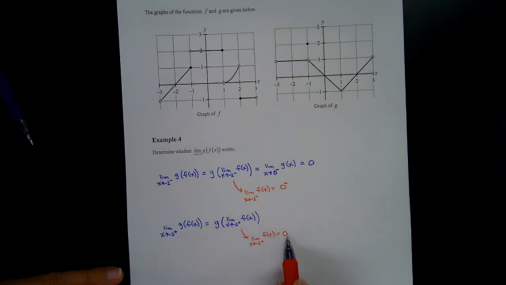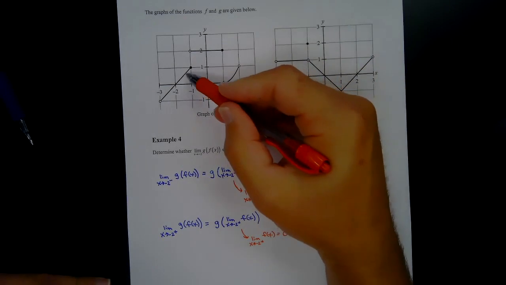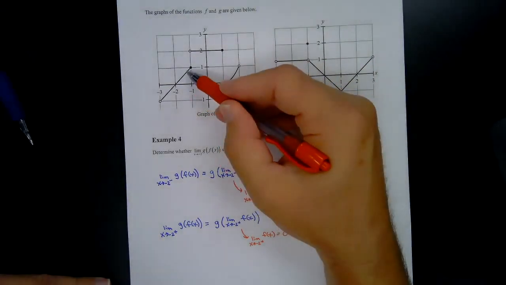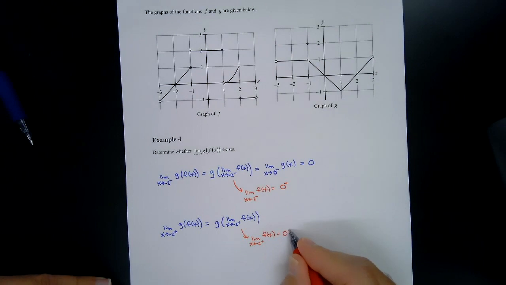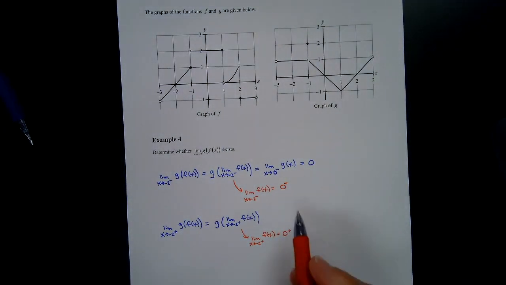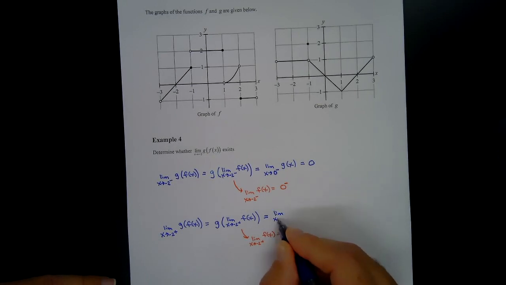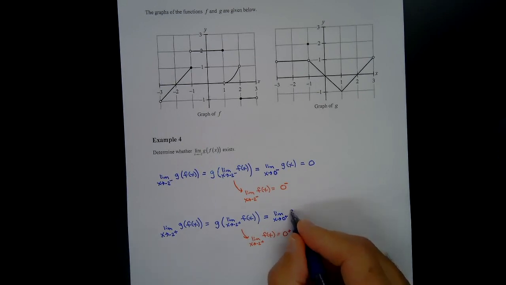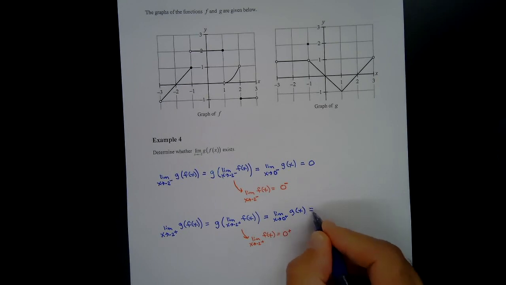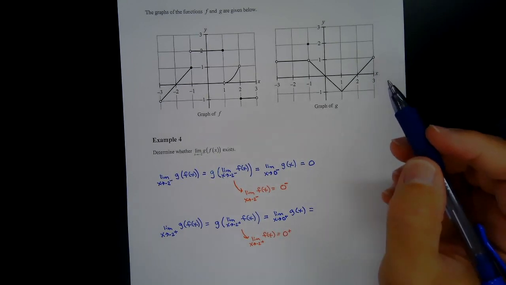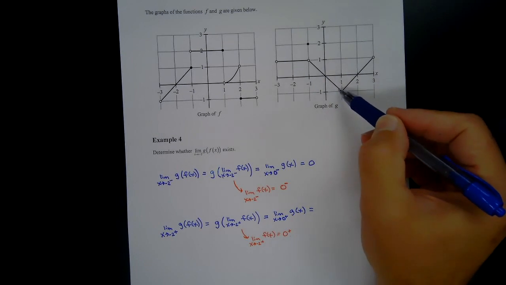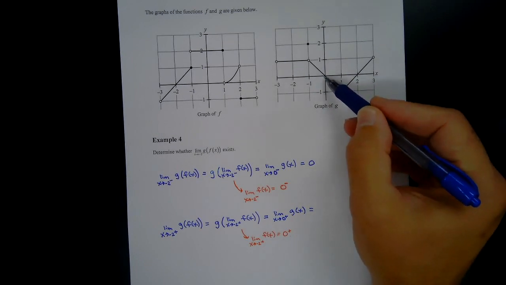So these inputs are getting closer and closer to this value, which means they're getting closer and closer to 0 from bigger values of 0. So that's why we have the positive. So this is smaller values of 0, bigger values of 0, okay? So now we can rewrite this as a new limit. This becomes the limit as x gets closer and closer to 0 from the right of g of x. Okay, as we approach 0 from the right, this is going to come out to be 0.